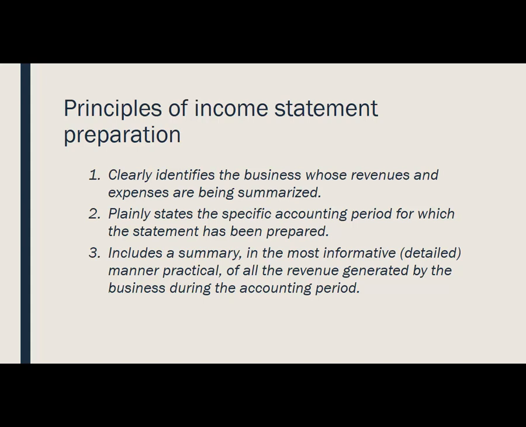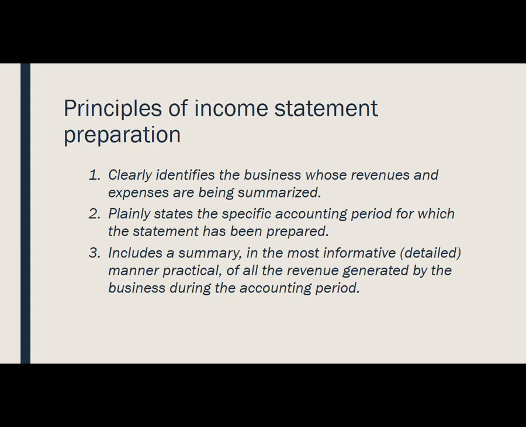It should plainly state the specific accounting period for which the statement has been prepared. For the month ending, and then the last month. For the period ending, you really need to be clear about which accounting period we're looking at. Are we looking at the quarter? Are we looking at the month? Are we looking at the year? And which part of it? So if it's month ending, which month? If it's quarter ending, which quarter? So you need to plainly state so that it's very clear to people which accounting period we're looking at this data for.